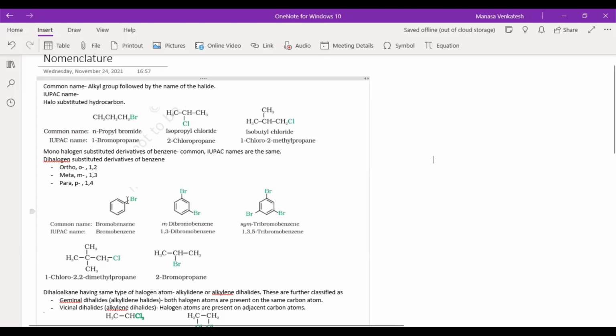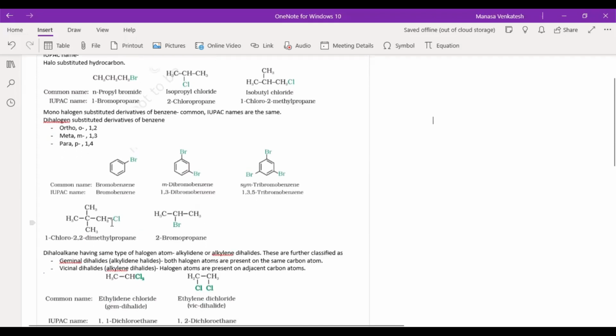So in case of bromobenzene, it's going to be the same in both the common name as well as the IUPAC name. Secondly, here you have two substituents. It's at the 1 and the 3rd position. So 1,3 is going to be meta. So 1,2 is ortho, 1,3 is meta, and 1,4 is para. When we're talking common names, you can write meta, but if you're talking IUPAC name, you'll be writing 1,3. And in case of tri-substituted, you have sym-tribromobenzene, and the respective positions are denoted by the IUPAC name.